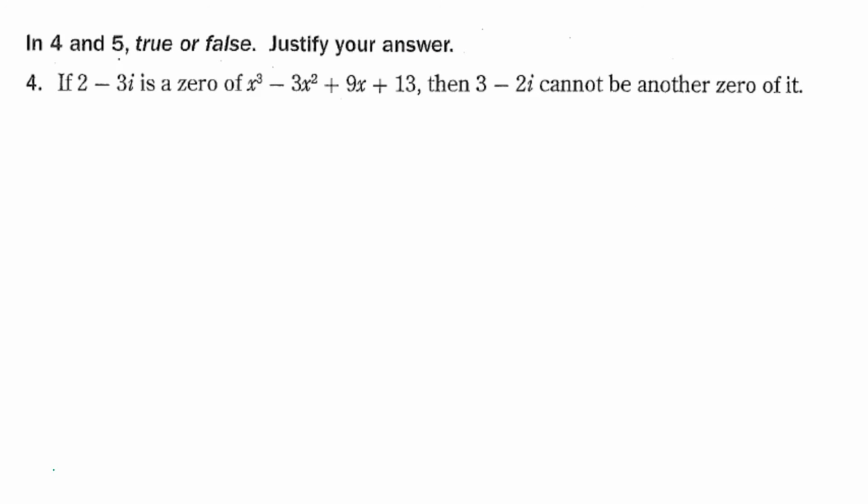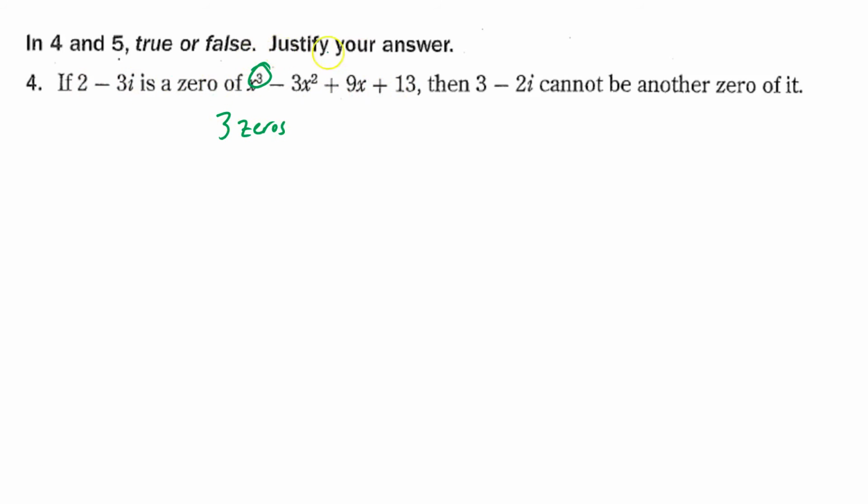Okay, so true or false? Those are fun. So let's see here. We have 2 minus 3i. They tell us it's a zero of this polynomial, x cubed minus 3x squared plus 9x plus 13. Well, the fundamental theorem of algebra tells us that because this is a cubic, there are 3 zeros, counting multiplicities. Okay, so we know there are 3 zeros, and they tell us 2 minus 3i is one of the zeros.